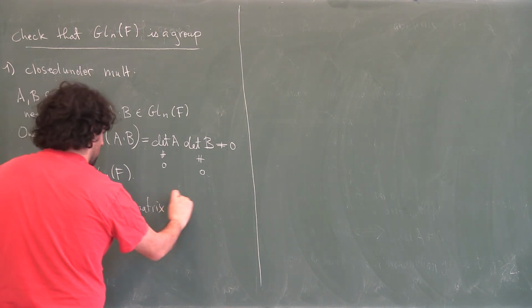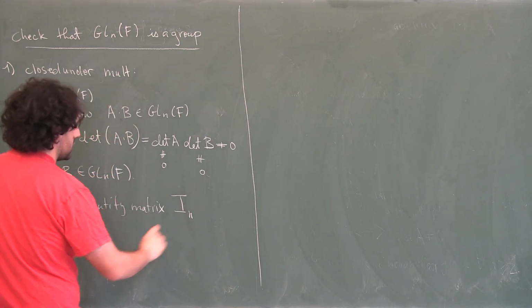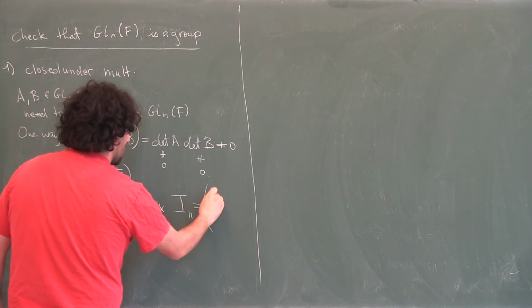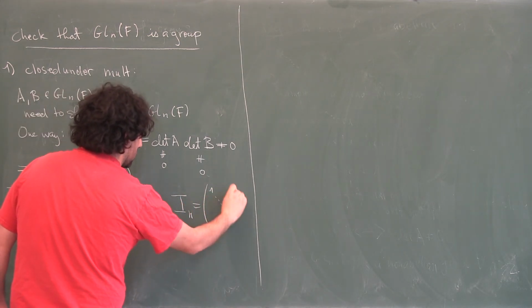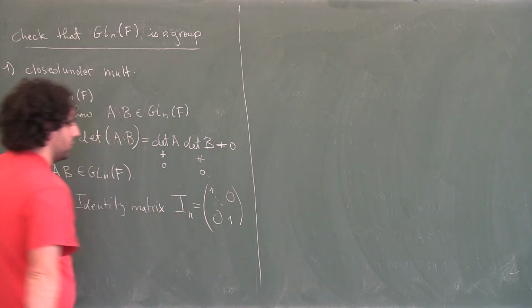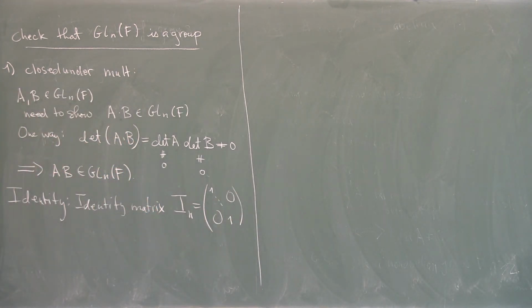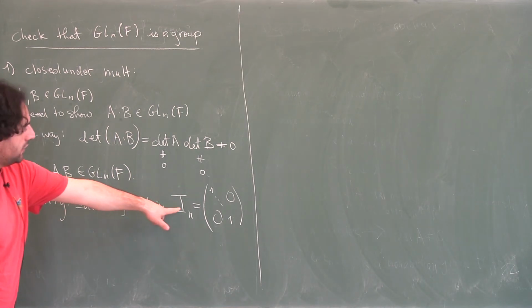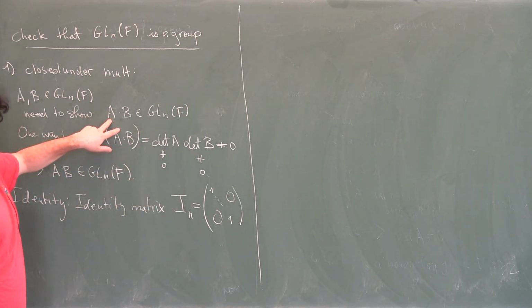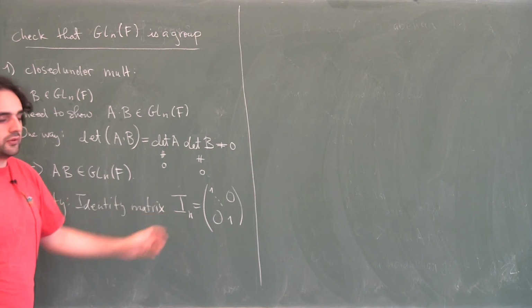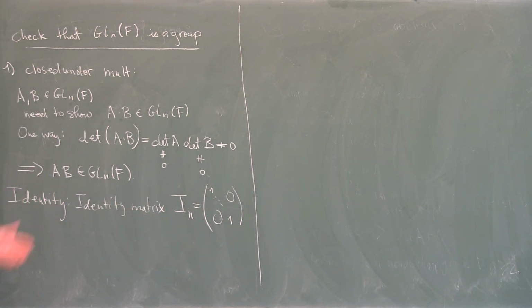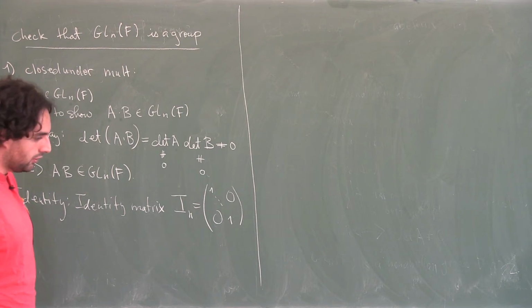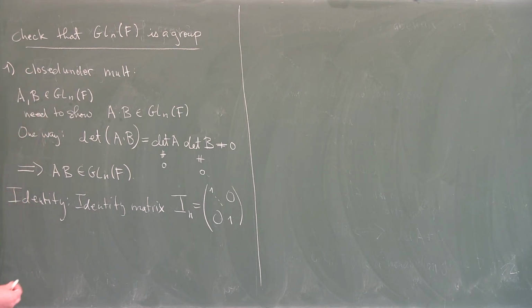Which I often write I sub n. So this is just the matrix that has ones along the diagonal and zeros everywhere else. All right, and then you know that the identity matrix times any matrix, in fact invertible or not, gives you back that matrix. So this is a good identity for the group. Okay, what else?